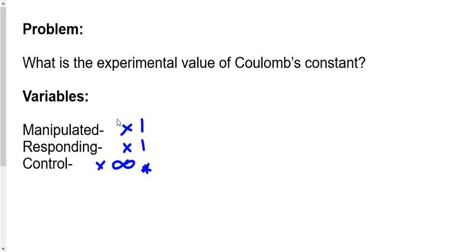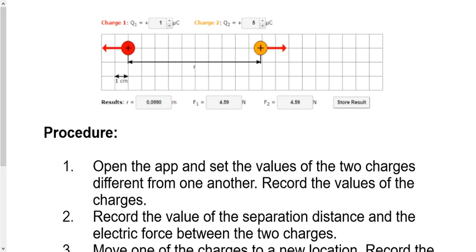You guys know the deal from before. I expect you to list the really important one or ones in this. Usually there's one or two really important control variables that you've got to keep the same. Hopefully that becomes obvious to you as we work through the procedure. The procedure is going to be rather straightforward.